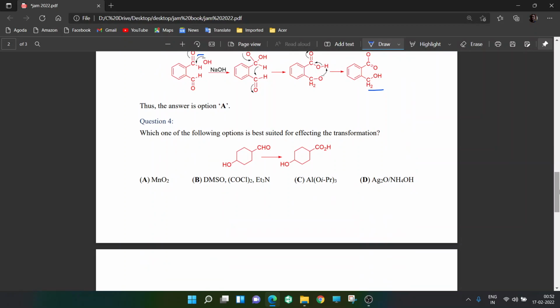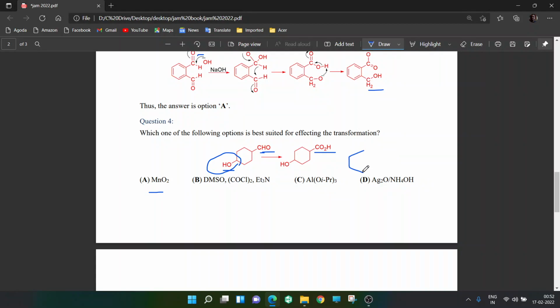Next question. Which one of the following options is best suited for effecting the transformation? You have an aldehyde and a secondary alcohol. In the reaction, the alcohol remains untouched, whereas the aldehyde gets oxidized to carboxylic acid. So what are the reagents? First is MnO2. MnO2 does not oxidize all alcohols, only benzylic and allylic alcohols.